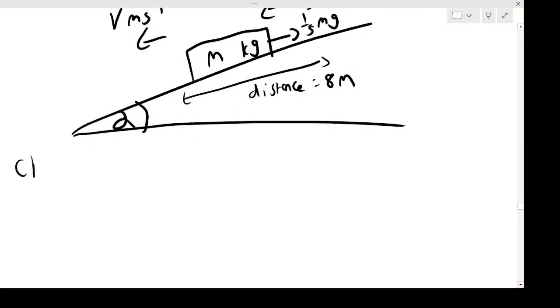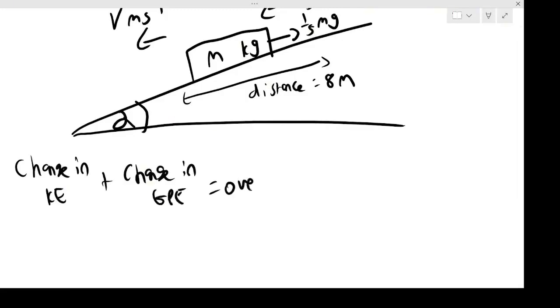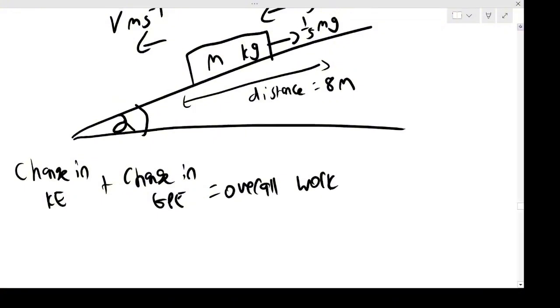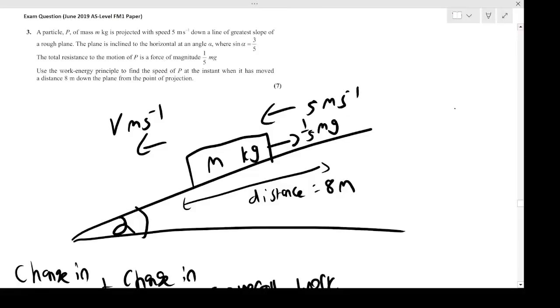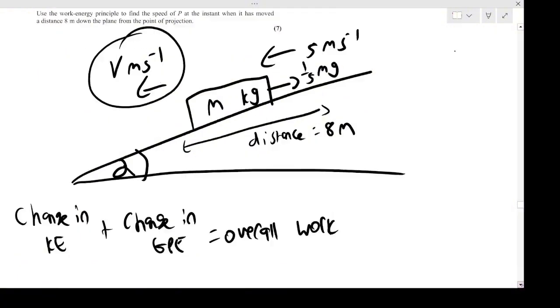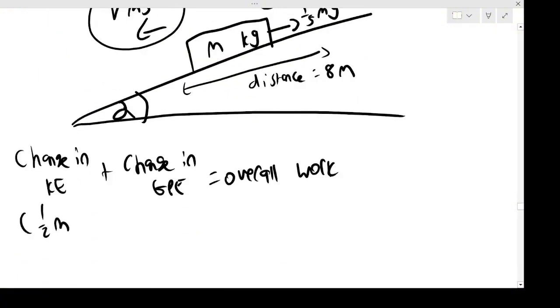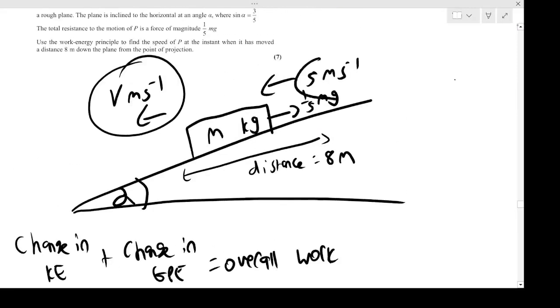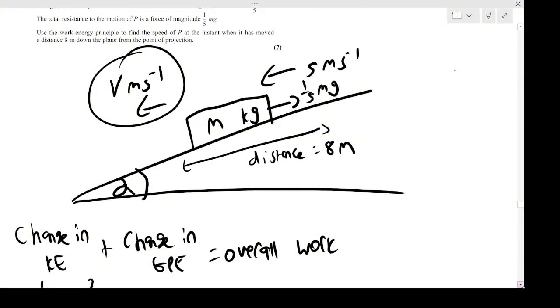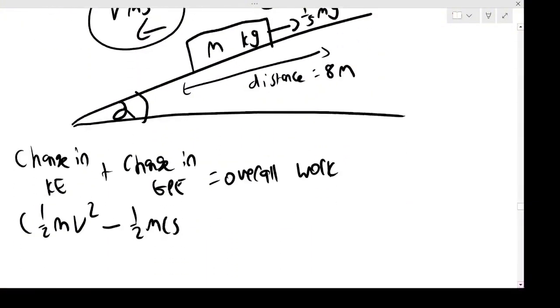So once again, the work energy principle: change in kinetic energy plus the change in GPE is going to equal overall work. So if I work out the change in kinetic energy, the final kinetic energy is going to be this V, so it's half mv squared. And the initial energy, the speed is 5, so it's going to be half times m times 5 squared.